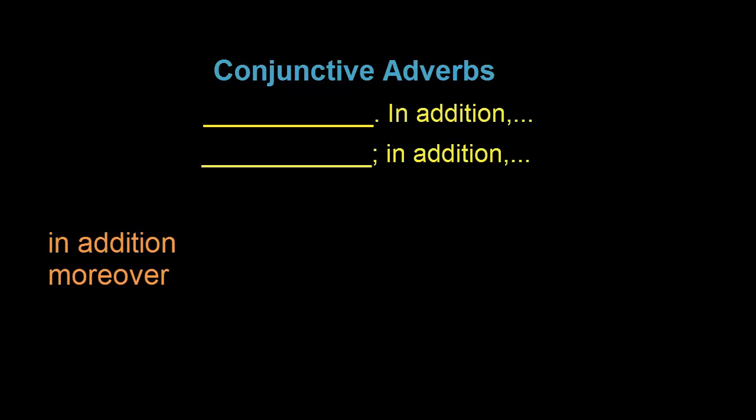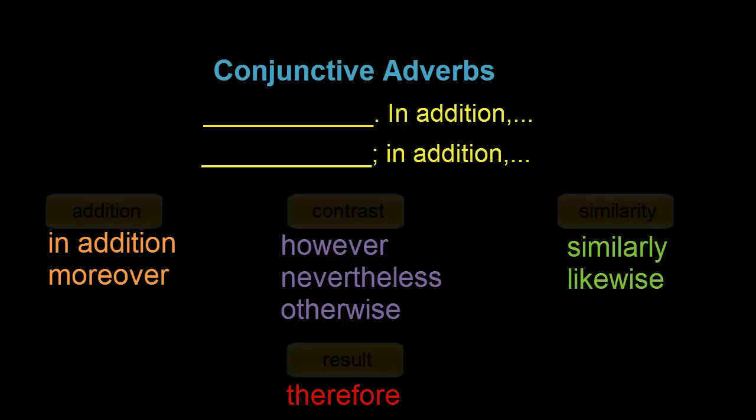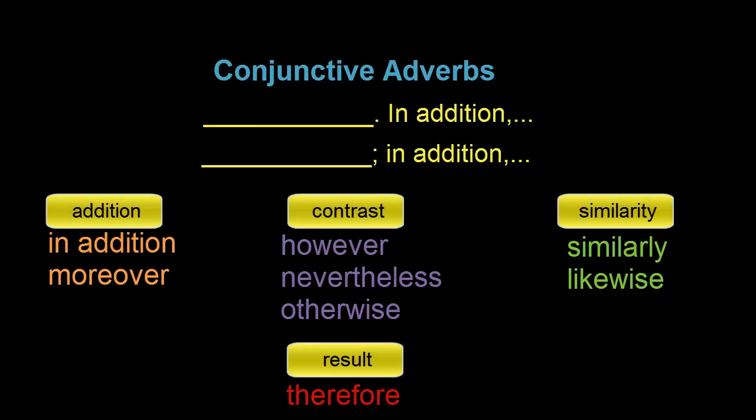Here are some conjunctive adverbs you probably know. In addition, moreover, however, nevertheless, otherwise, similarly, likewise, and therefore. Note how I group them by relationship.